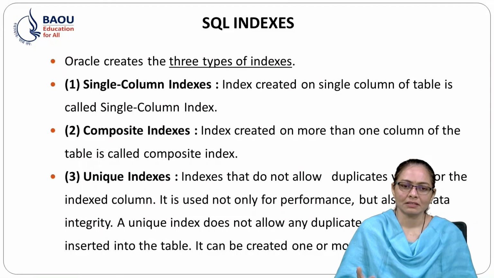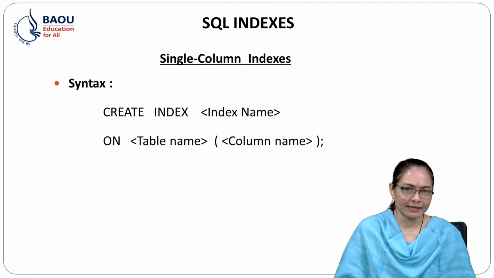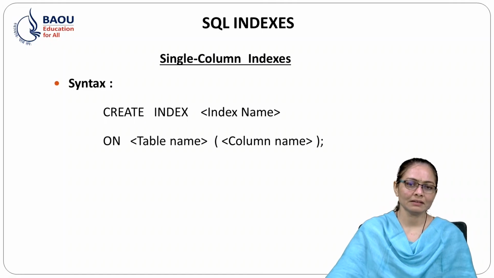So here the first index is based on a single column, the composite index is based on more than one column, and unique index is based on values without duplication. The keyword unique is used. Now, how to create single column indexes? The index created on one column is called a single column index. The syntax is: create index, index name, on table name, in the bracket, column name.